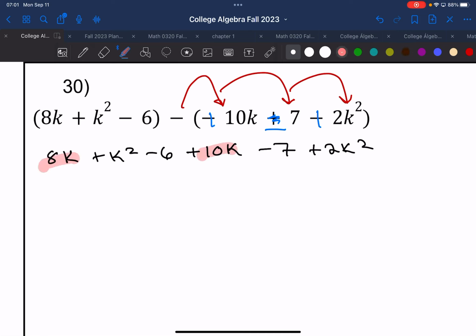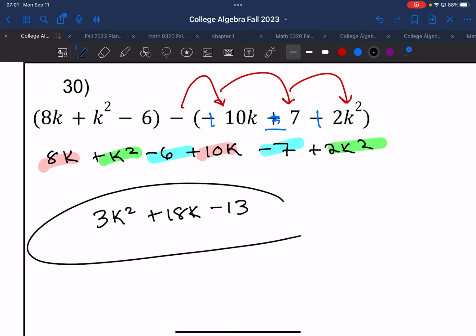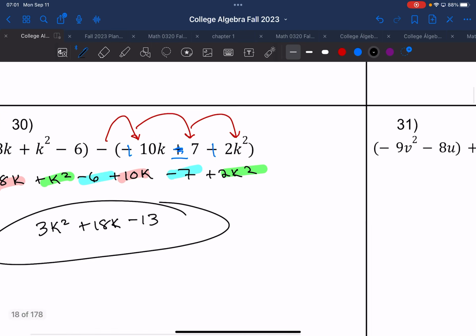Combining like terms. First, I just highlight everything that's going to be similar. And then if I was writing out my answer, what is going to have to come first? 3k squared. That 3k squared, because the squared is the highest exponent. And then it's going to go, which one? 18k. 18k. And then finally, yep, negative 13. Always do the highest exponent, and then we decrease after.